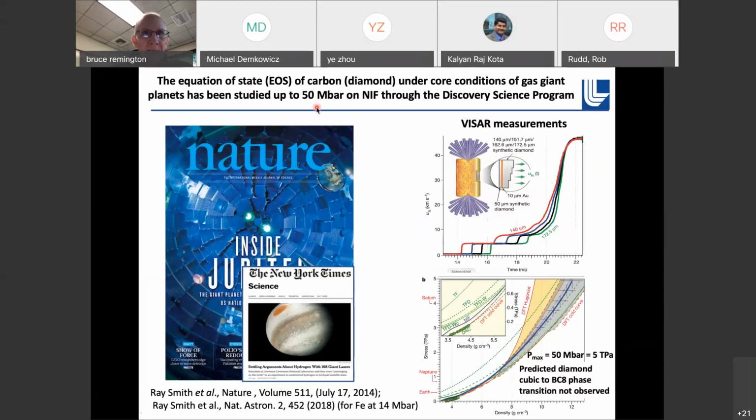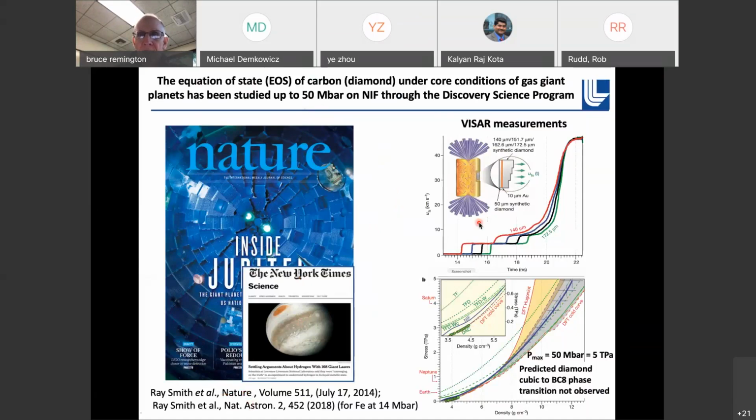The first experiment they did was up to 50 megabars in a diamond foil. You can see that was a cover story in Nature. It also was in the New York Times. And the two references of interest are at the bottom, by Ray Smith in Nature and in Nature Astronomy.